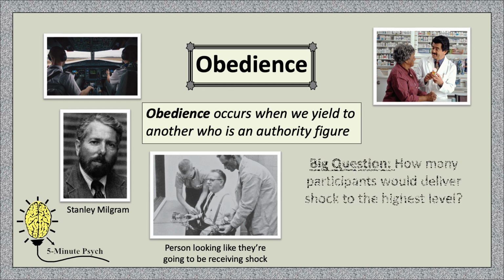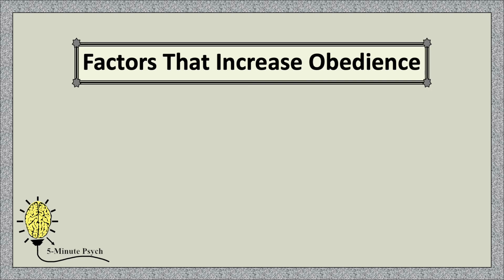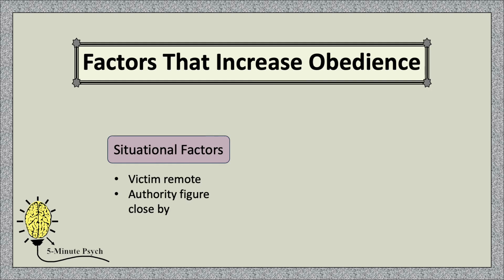The big question was, how many participants would deliver shocks to the highest level? When experts were asked to predict this, they said less than 1% would do that. But surprisingly, 65% of people obeyed to the highest level. So what increased obedience levels? Well, if the victim was remote and the authority figure was physically close by, this increased it.